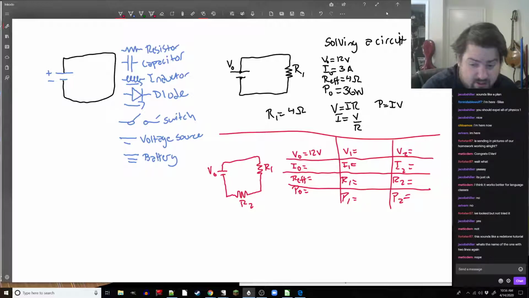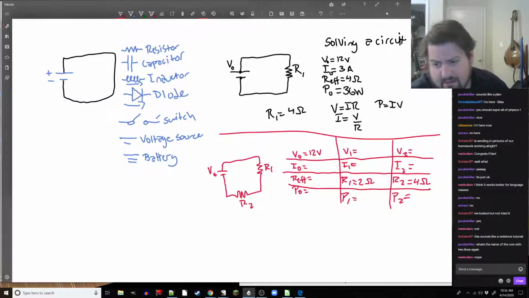12 is a really nice number. It's divisible by a lot of different things. And let's say R1 is 2 ohms and R2 is 4 ohms. Like that. I think that's enough information to actually figure this out.